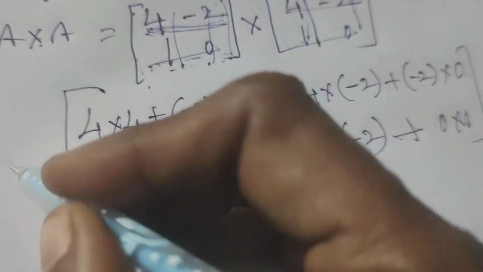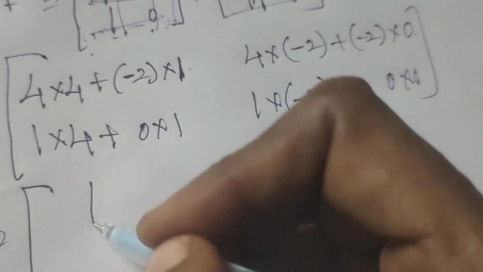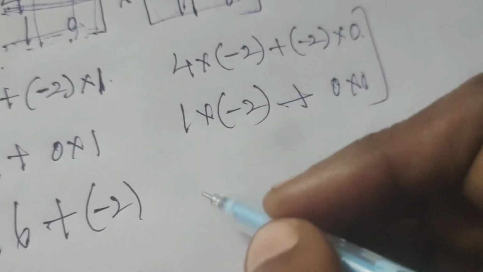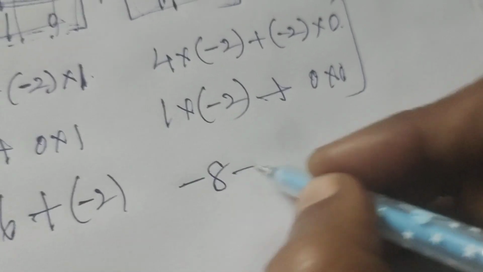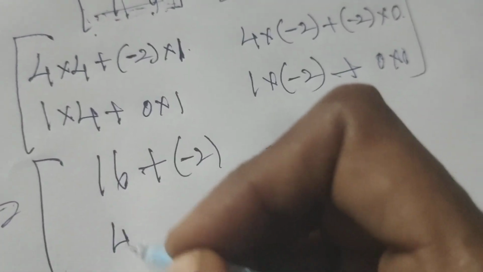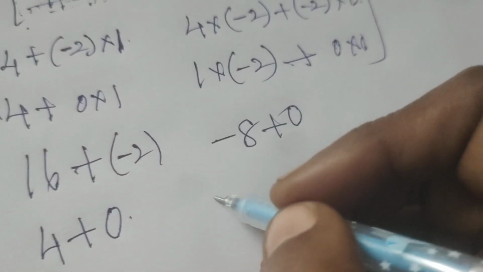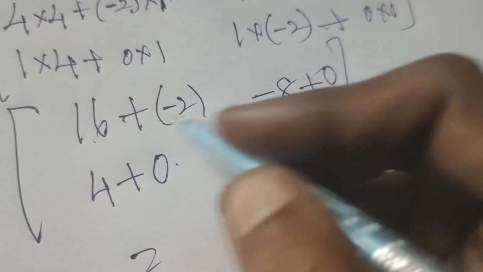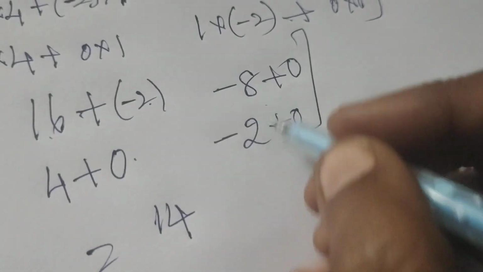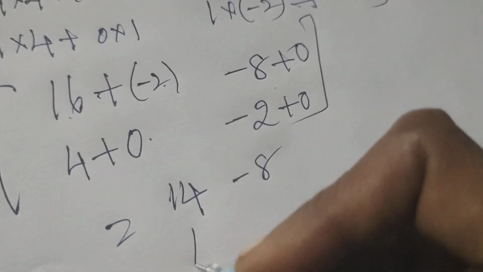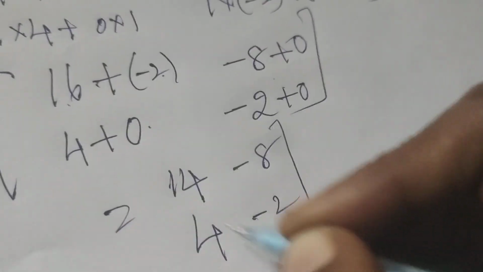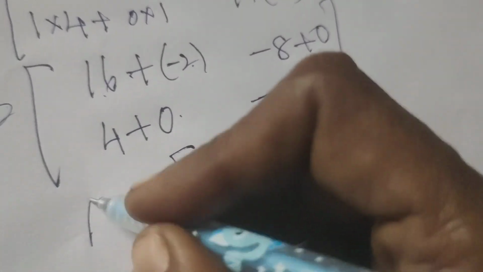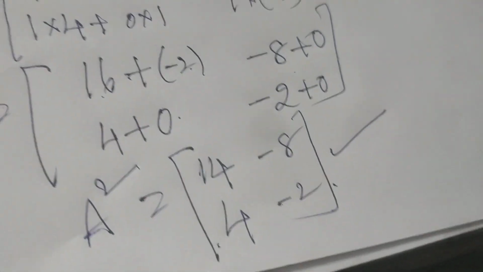Next, 4 fours are 16 plus minus 2, 4 twos are minus 8. Here 0. 4 plus 0. 1 into minus 2 plus 0. So 16 minus 2 is 14, minus 8, 4, minus 2. This is the A squared matrix. Okay, thank you.